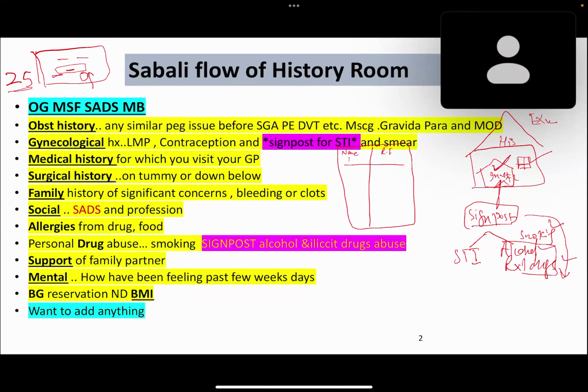Risk factor, her biodata, and here I used to like OG, MSF, SADS, and MB. Like I used to, oh my god, MSF was SADS and MB. Whatever mnemonics works for you, there's no need to skip anything.